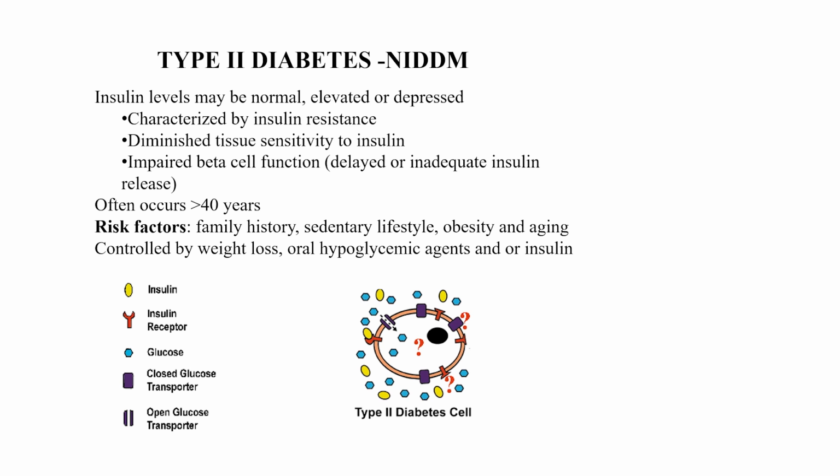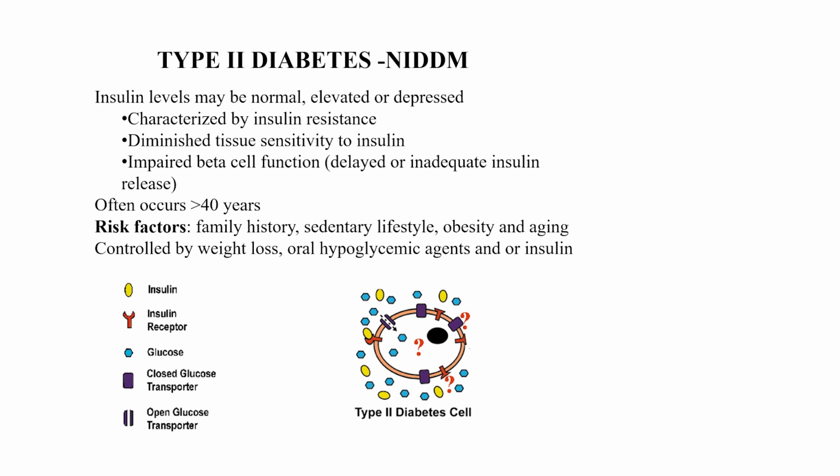The risk factors are mainly related to family history, sedentary lifestyle, lack of physical exercise, obesity and aging. But in type 2 diabetes mellitus, there is no need of an exogenous or external supplement of insulin. When the disorder reaches its advanced stage, only then there may be a requirement of insulin. Initially, after detection, it can be controlled by proper weight loss, proper diet, and some oral hypoglycemic agents. Only when the disorder reaches an advanced condition may there be a requirement of insulin.